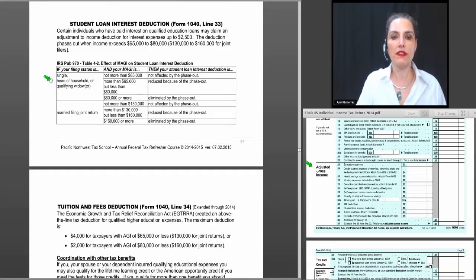The phase-out limit is shown here based on your filing status. If you are single, head of household, or qualifying widow, and your modified adjusted gross income is not more than $65,000, then your student loan deduction is not affected by the phase-out. But if your income is more than $65,000 and less than $80,000, you will be allowed a partial deduction, and when your income hits $80,000, you are allowed no deduction at all. And of course, those same rules apply with higher thresholds for joint filers.